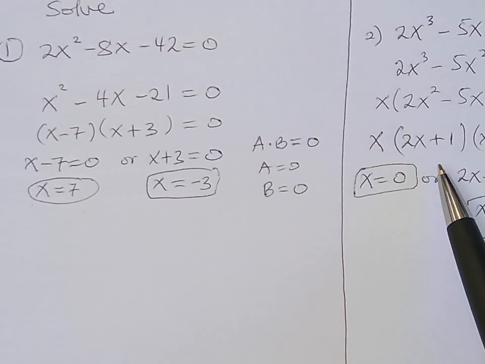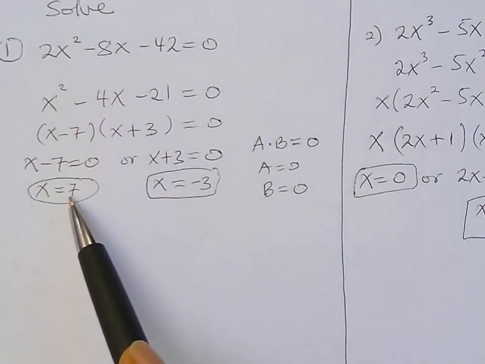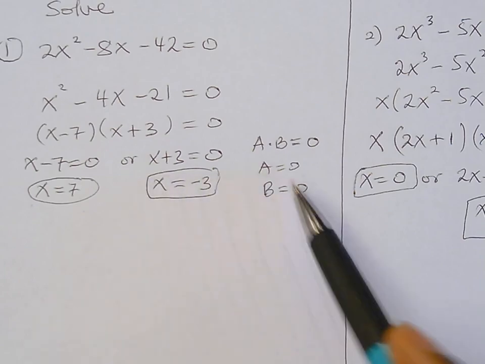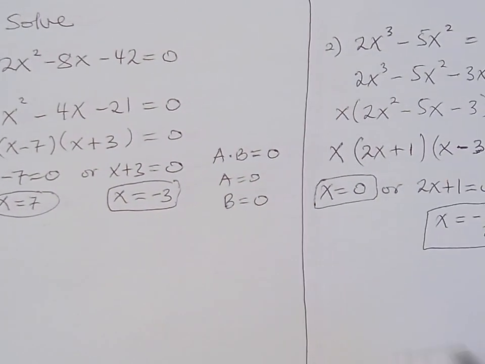Likewise, when you look at example 1, the highest degree is 2, so we're expecting 2 solutions, and that's what we have here. So these are 2 examples of how to solve polynomials using the factoring method.